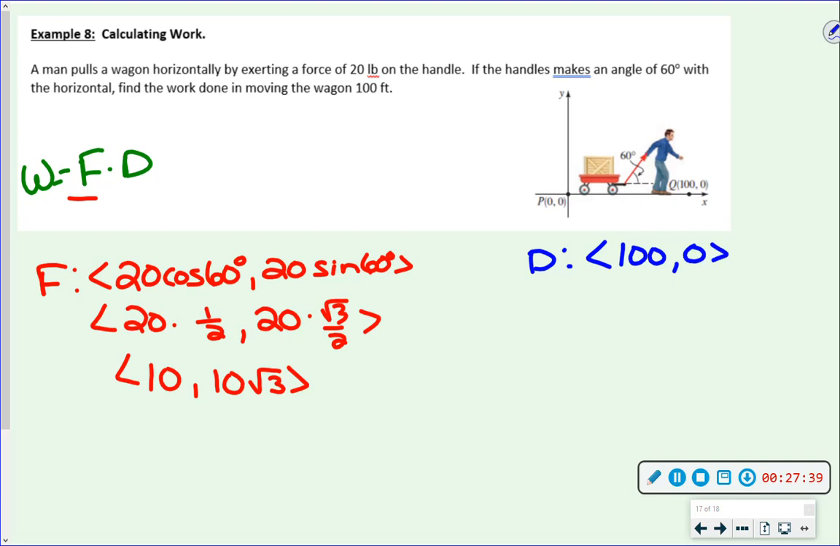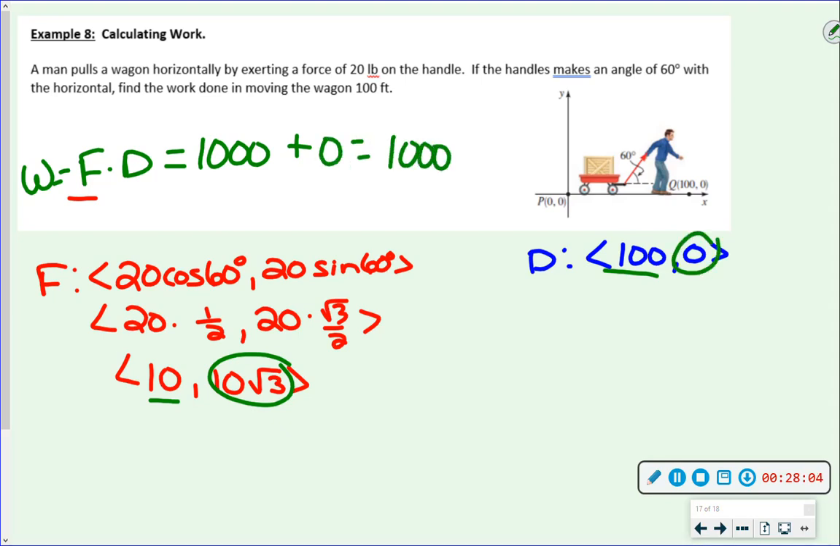So all I have left to do is the dot product. I just got to multiply this and add them up. So I'm going to have my horizontal. Well, what's 10 times 100? 1,000. 10 square roots of 3 times 0. And of course our foot-pounds.